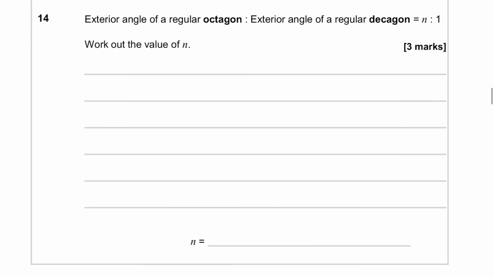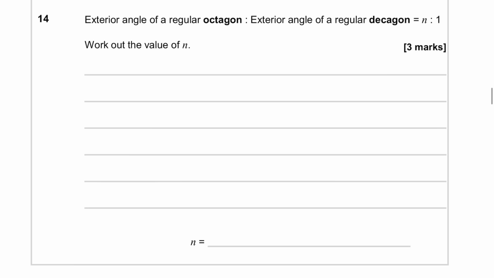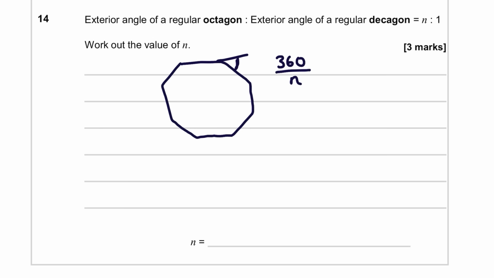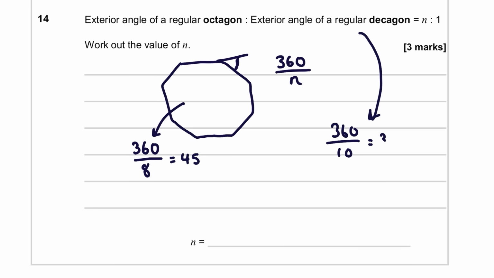Question number 14. The exterior angle of a regular octagon to the exterior angle of a regular decagon is in the ratio n to 1. Work out the value of n. So the exterior value, if you imagine an octagon, 1, 2, 3, 4, 5, 6, 7, 8. The exterior angle is that one there. And to get that, we do 360 divided by the number of sides. So the exterior angle of an octagon is going to be 360 divided by 8, which is 45 degrees. The exterior angle of a decagon is going to be 360 divided by 10, which is 36.